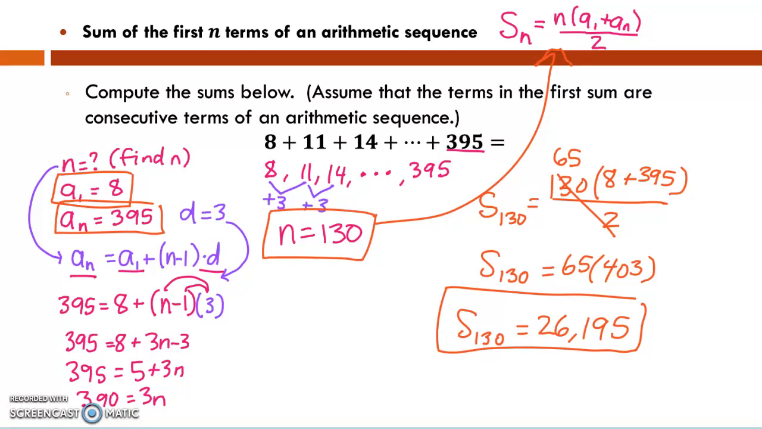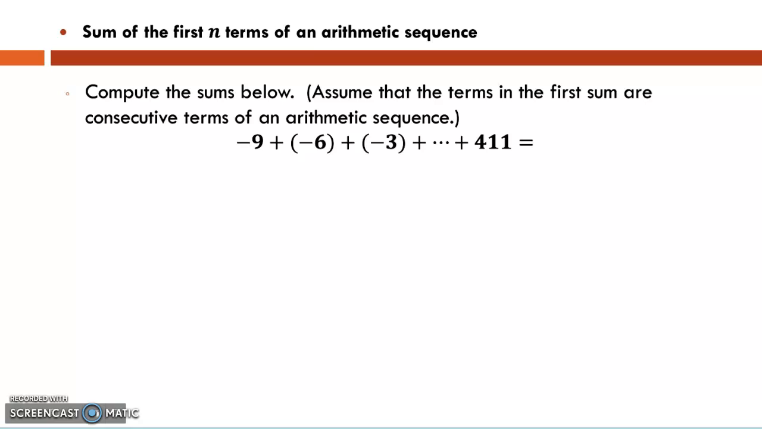Okay, so let's do one more example. Here I'm given a finite sum. Okay, so I'm going to use my sum equation. So the sum of the first n terms is equal to n times a sub 1 plus a sub n divided by 2. So I need to know a sub 1. My first term is equal to negative 9. My nth term is equal to 411.